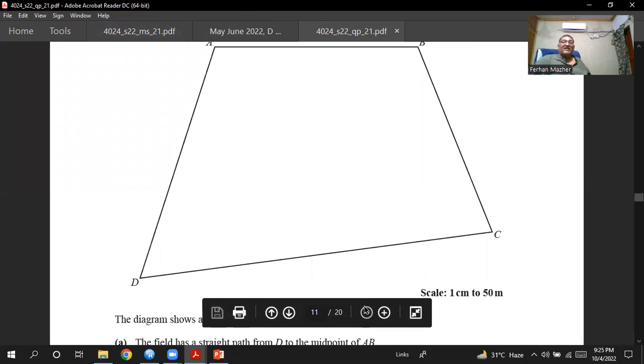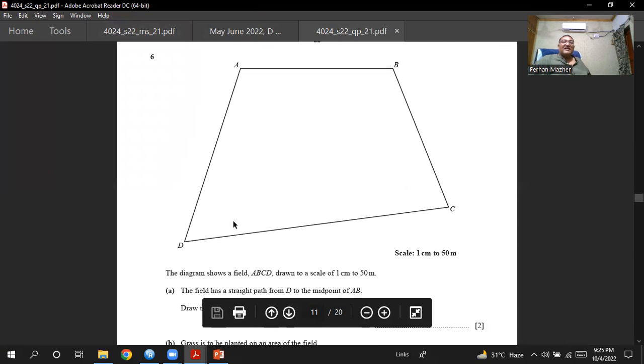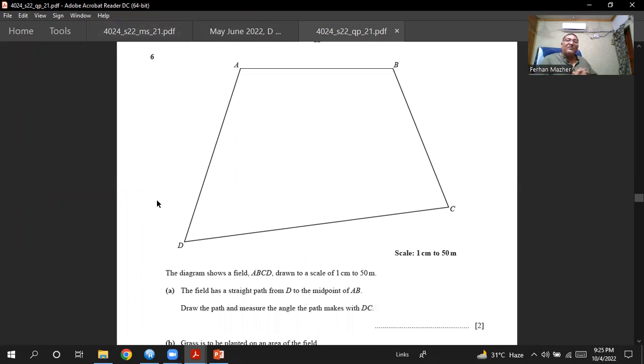The next question is on the locus. He says the diagram shows a field ABCD drawn to a scale of 1 centimeter to 50 meter. The field has a straight path from D to the midpoint of the AB. Okay, so midpoint of the AB, we can find that. And draw the path and measure the angle the path makes with the DC.